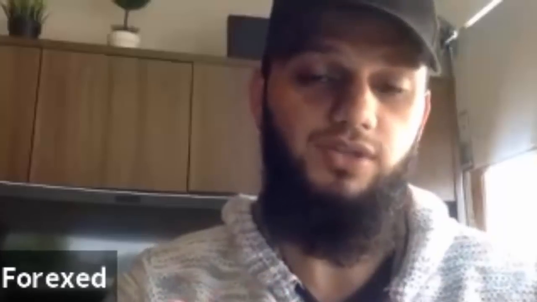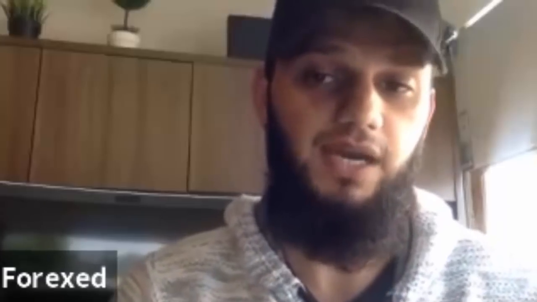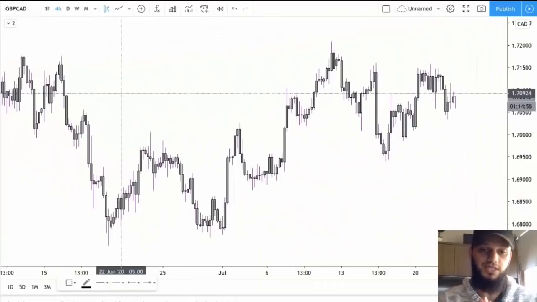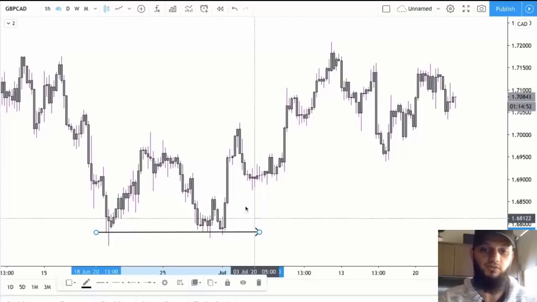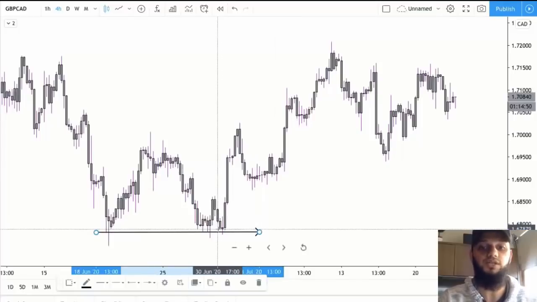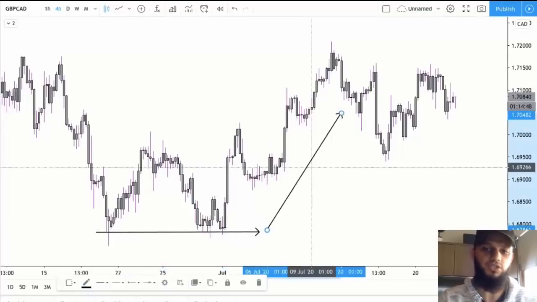Walk us through this price chart. Thanks, Cam. So what I want to share with you guys right now is GBP CAD. What you can see right here is we have a double bottom formation, and right after this we started to create an uptrend. Easily you can see that the market is pushing up higher.